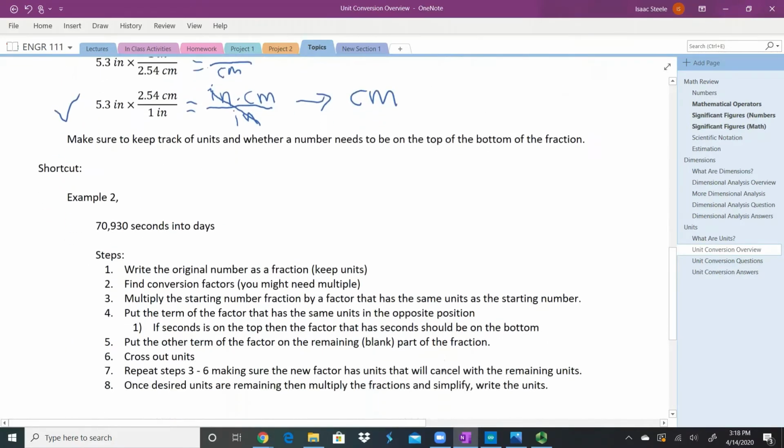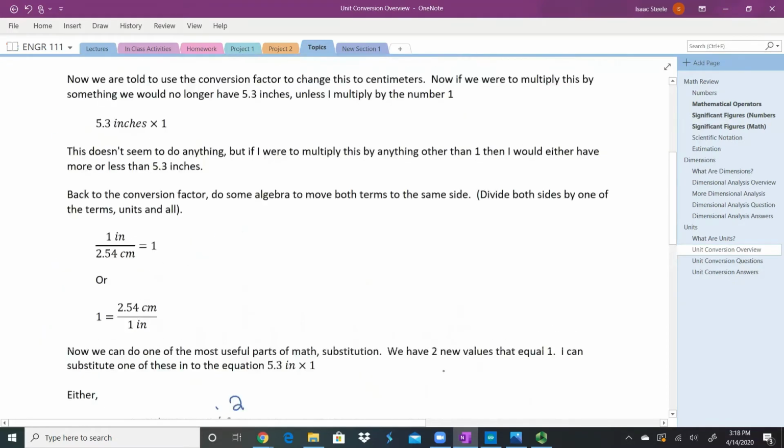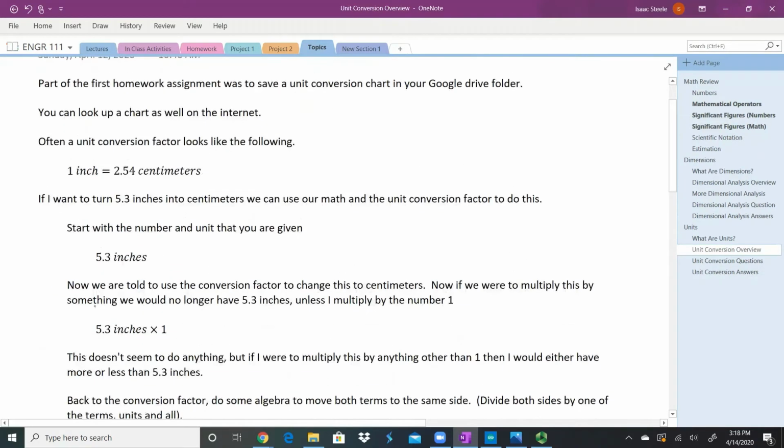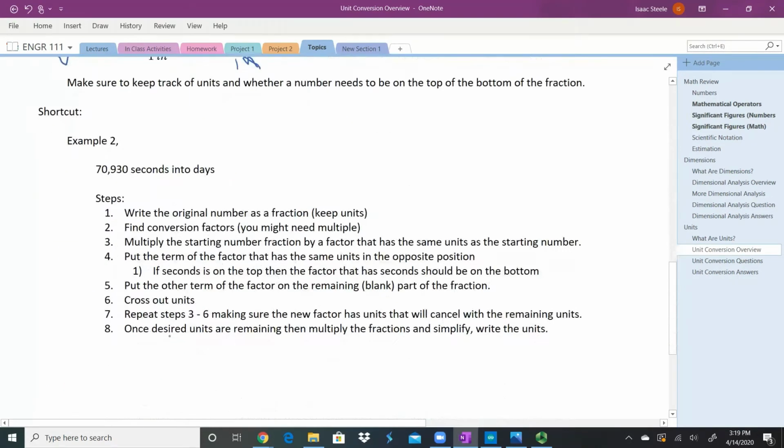Now I'm going to teach you a shortcut. Normally I hate teaching people shortcuts because then they don't really understand the math behind it. But this would get really monotonous if every single time you get a conversion factor, you switch it to the other side, you made it a 1, you had to do a substitution, you worked through it. And so I do want to show you a shortcut, and I have these steps here.